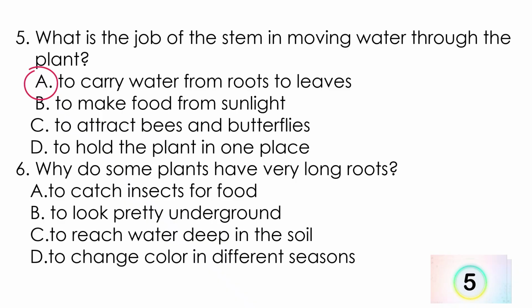Number 6. Why do some plants have very long roots? A. To catch insects for food. B. To look pretty underground. C. To reach water deep in the soil. D. To change color in different seasons. Answer is letter C. To reach water deep in the soil.